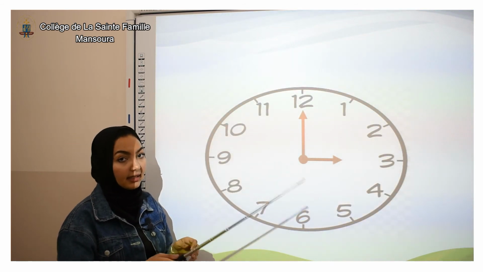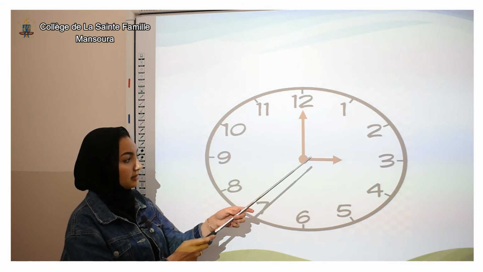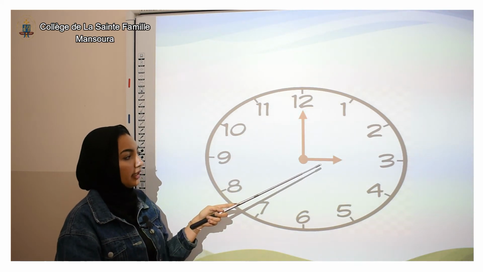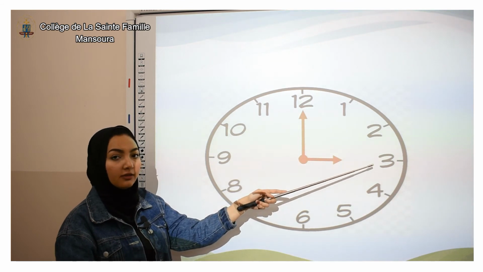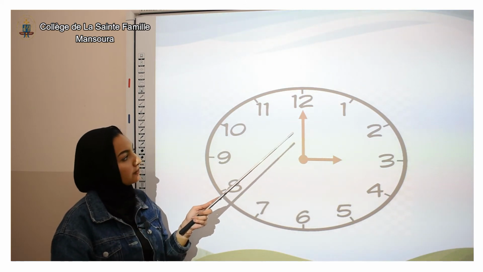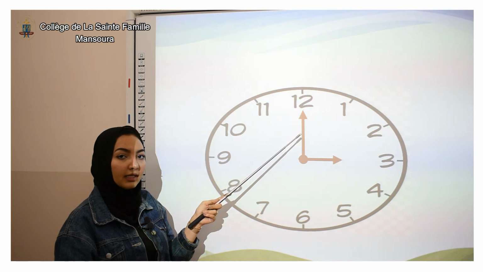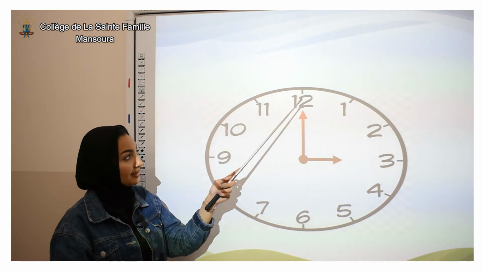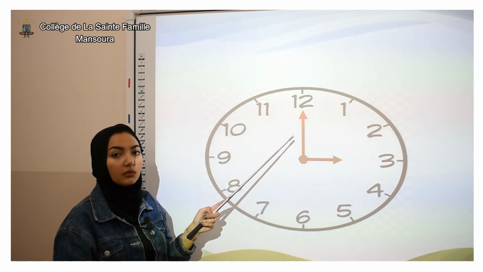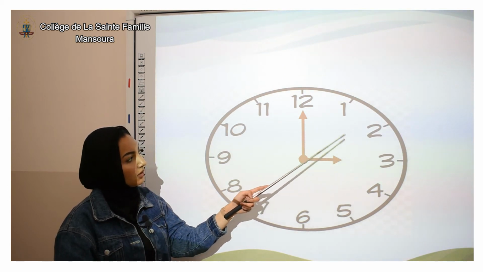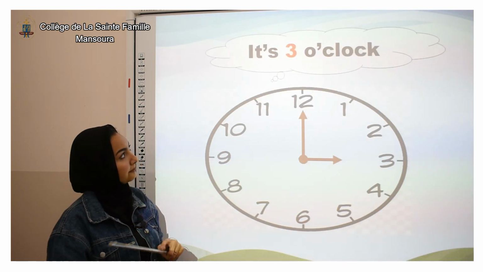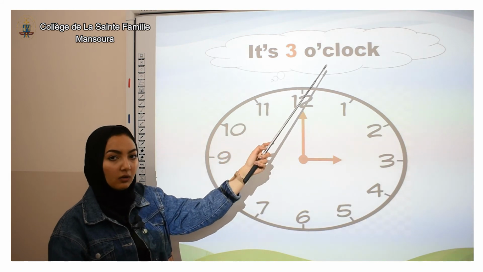To tell the time again, tell me, are we going to look at the short hand first or the long hand? Yes, the short hand. And the short hand looks at number 3. So we're going to say, yes, it's 3. Okay, now look at the long hand. The long hand always looks at number 12. So we're going to say o'clock. It's 3 o'clock.